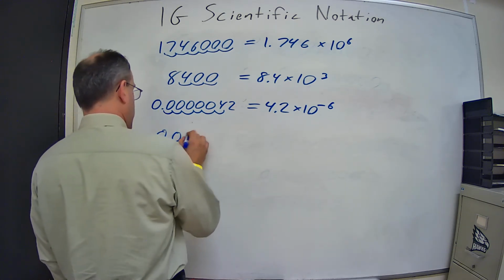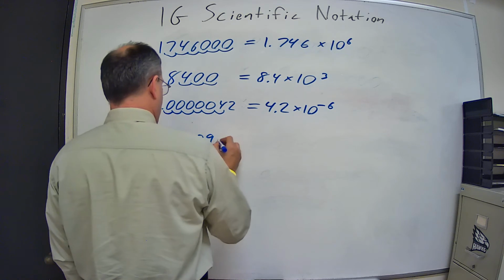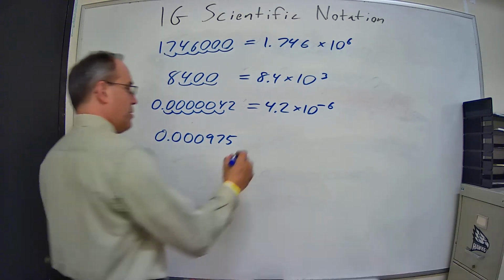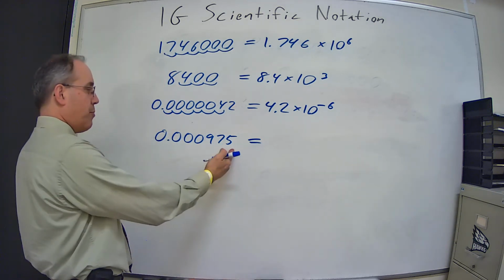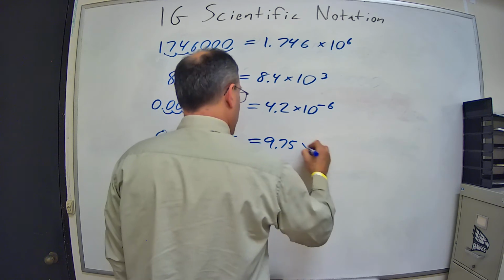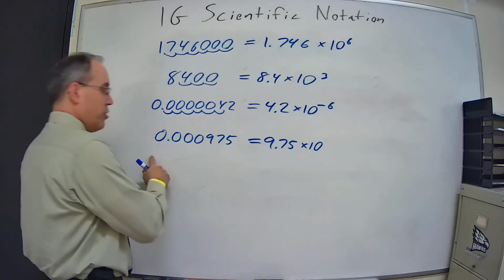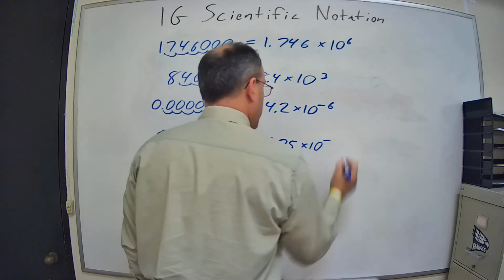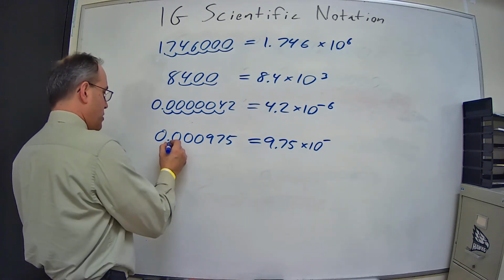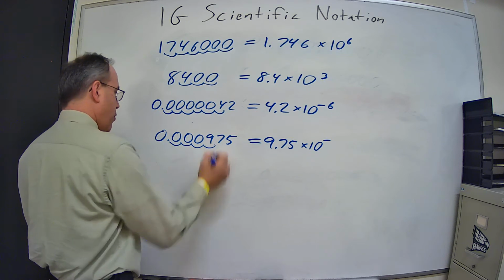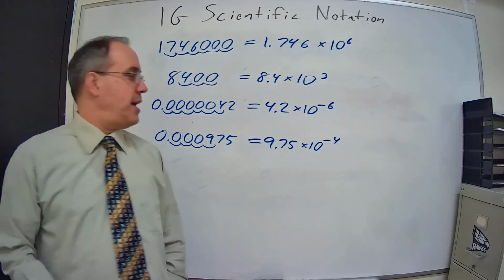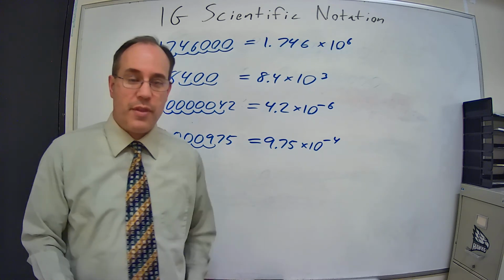What if we have 0.000000975? Turn it into a number between 1 and 10, 9.75 times 10 to the, we're dealing with a very small number, negative. And then how many places do we have to move that decimal point? 1, 2, 3, 4. 9.75 times 10 to the negative 4.